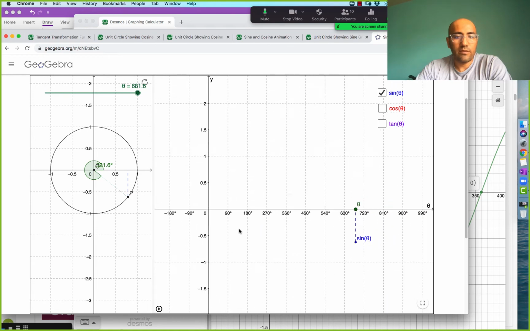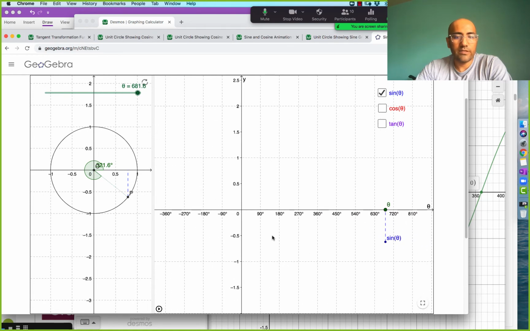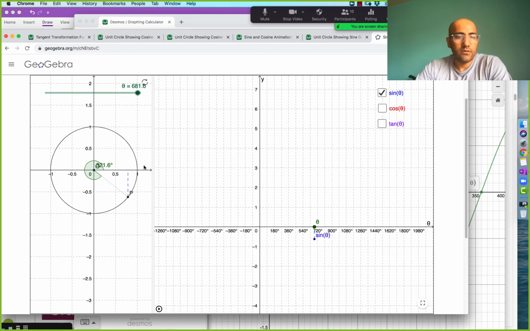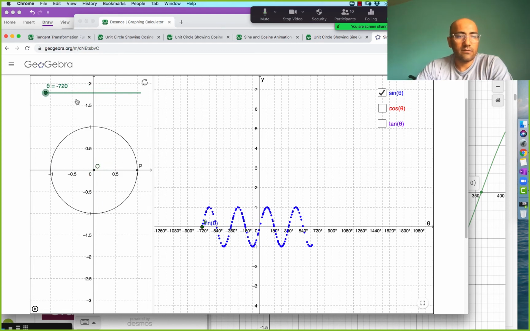Let me zoom out a little bit more, and we'll repeat it and retrace it for a larger value. So now if I start repeating this, you see it starts to oscillate. So if I go back to -720 degrees, it repeats and repeats and repeats. Good. So this just keeps going and continues to repeat itself.